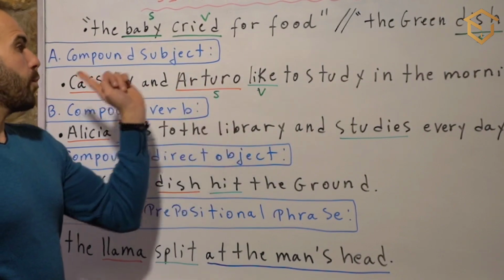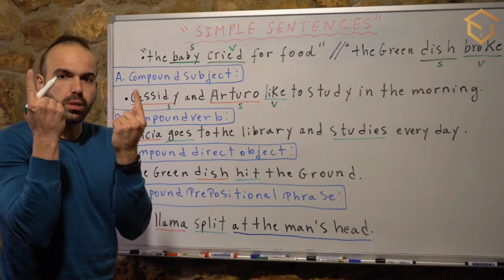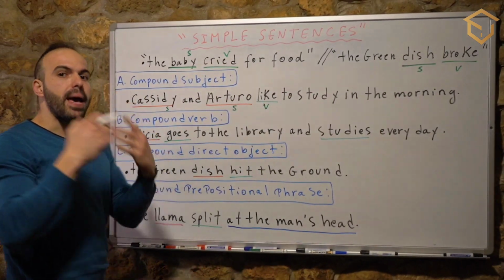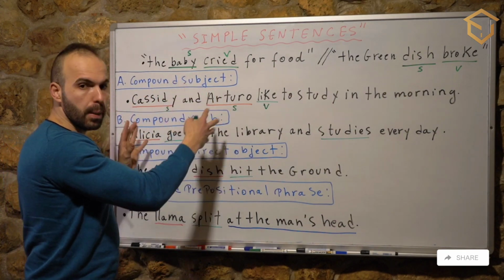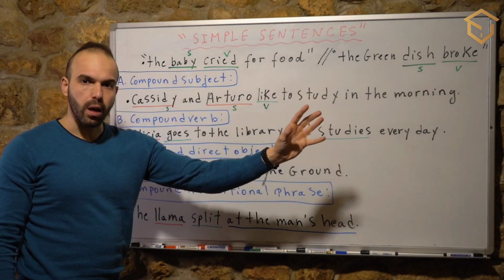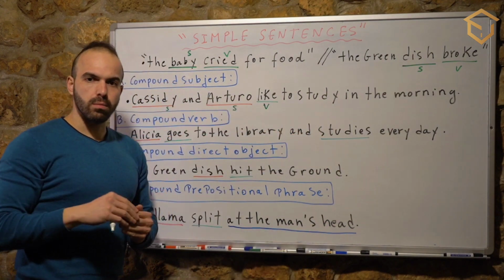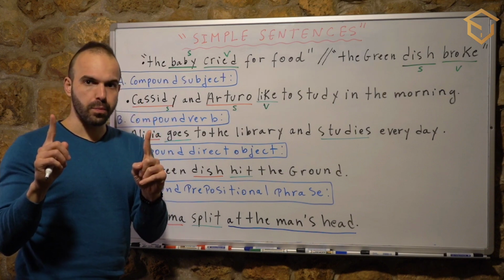But as you can see, if you read the sentence again, we don't have more than one thought. So the overall context of the sentence is that both of these people like to study in the morning. So we don't have more than one thought. It's only one individual thought.